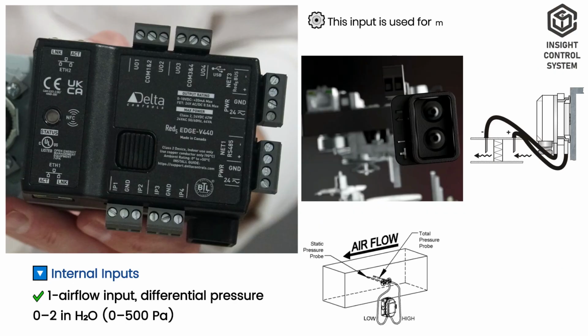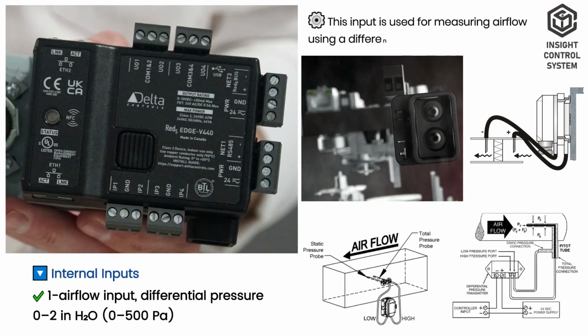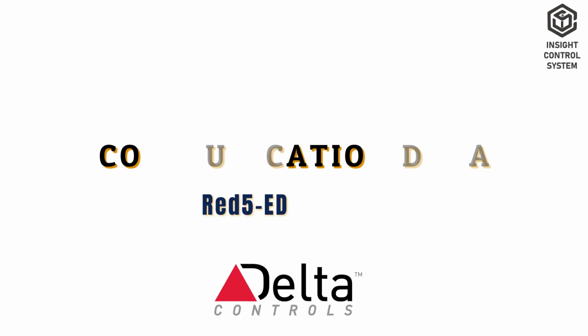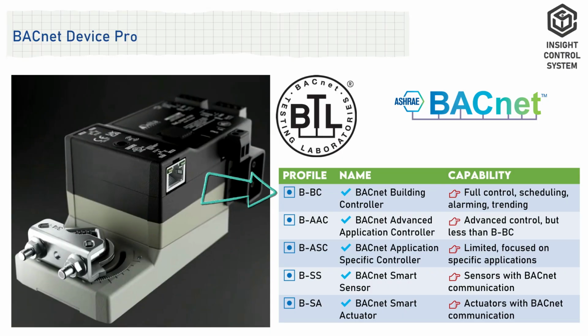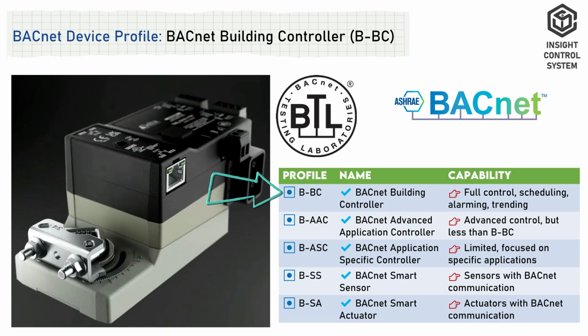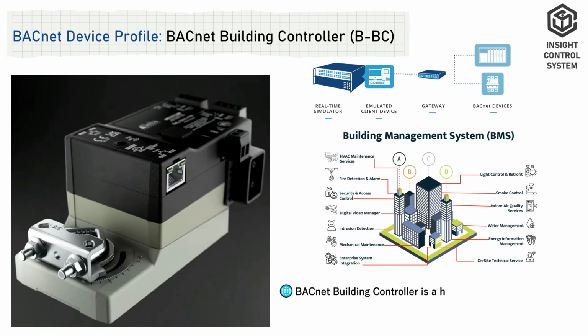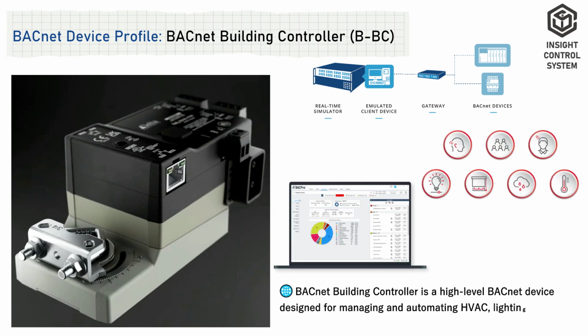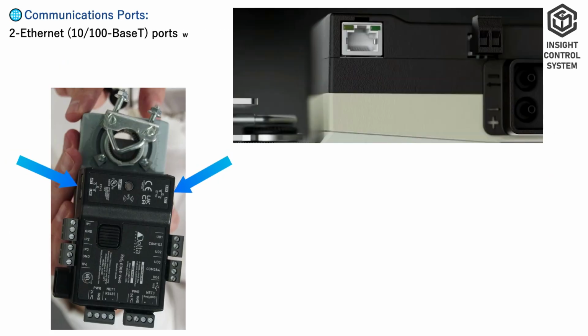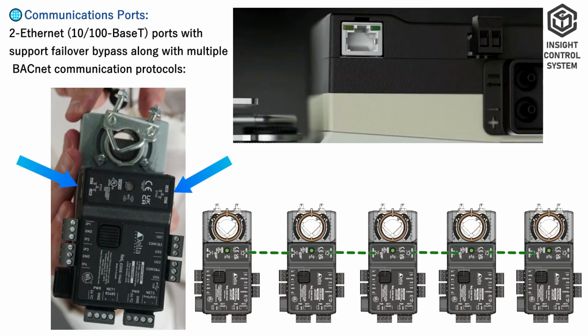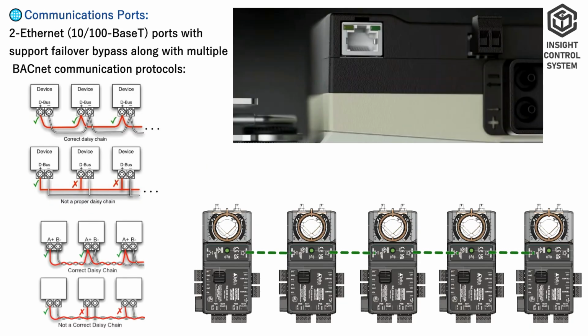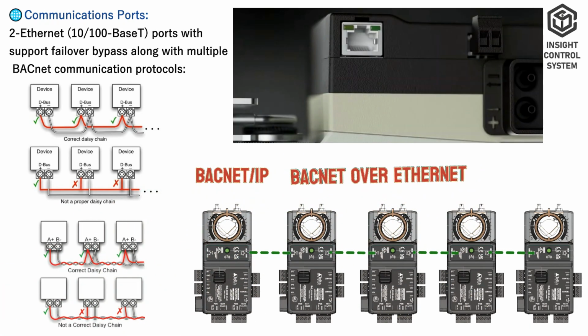Another input is for airflow and differential pressure. This input is used for measuring airflow using a differential pressure sensor. Communication data. BACnet device profile is BACnet building controller. A BACnet building controller is a high-level BACnet device designed for managing and automating HVAC, lighting, and building systems. Dual Ethernet ports that support failover bypass, along with multiple BACnet communication protocols, BACnet IP, BACnet over Ethernet, BACnet SC.